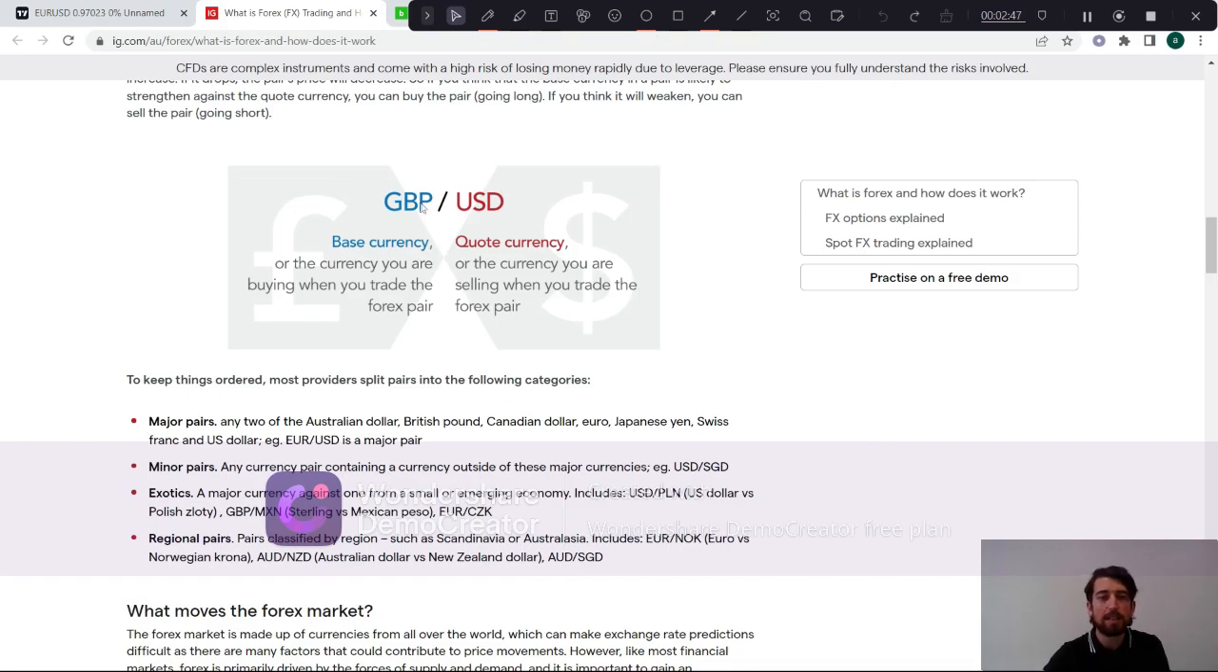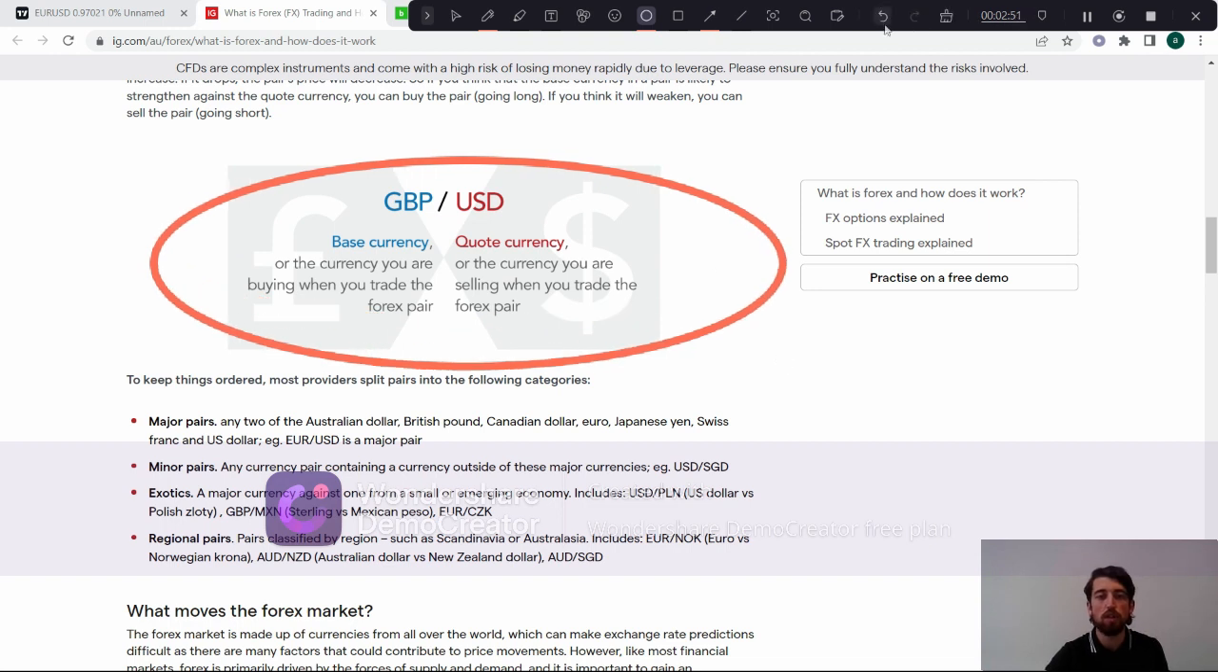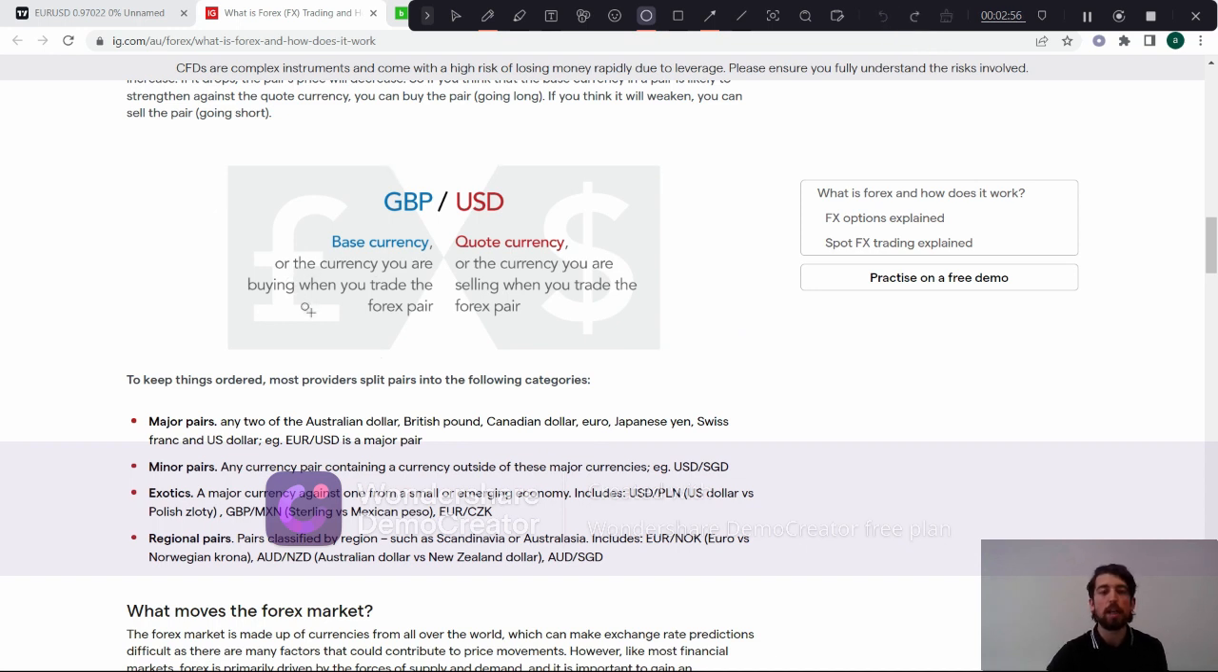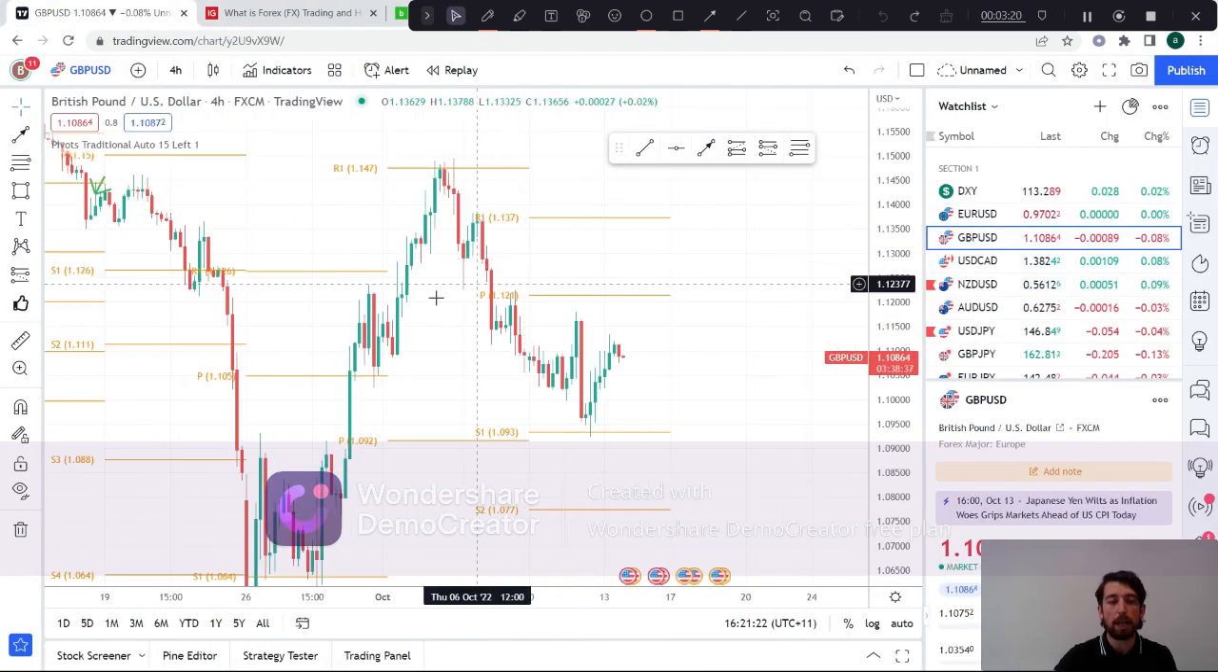Again, on this chart, that's what I want you to draw your attention to. Great British Pound, the first one, is the base currency, or the currency you are buying when you trade the Forex pair. Whereas the second one, the quote currency, the USD, is the currency that you are selling when you trade the Forex pair. If we go ahead and have a look at a live chart, let's go on to Great British Pound USD.